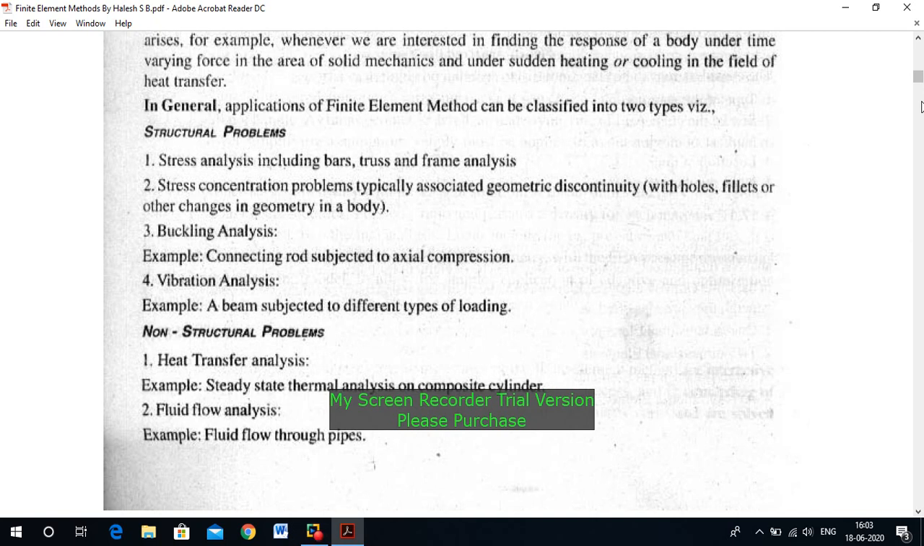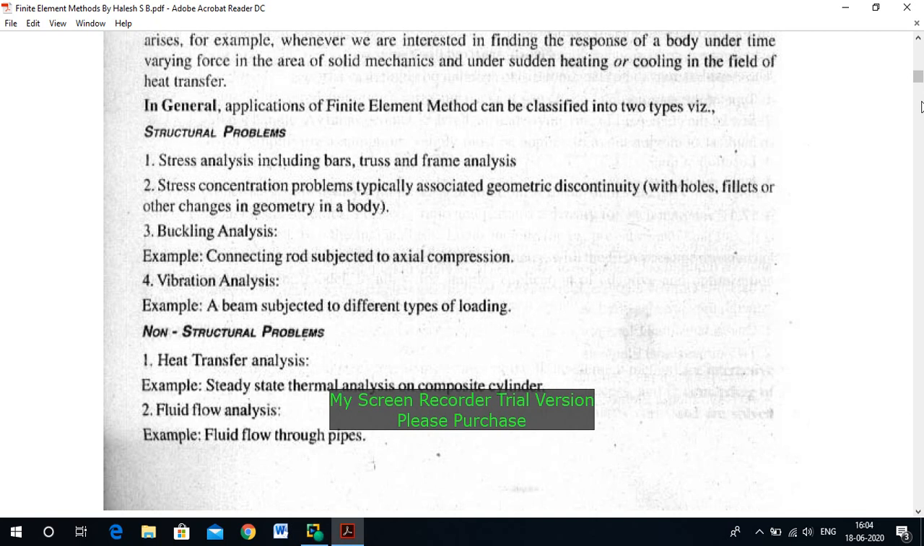when it is subjected to tensile or compression load, wherever there are fillets or notches, or around the hole, maximum stress will be developed. We can easily analyze such stresses with the help of the finite element method. The third application under structural problems is buckling analysis. Buckling analysis is, for example, a connecting rod in an IC engine subjected to axial compression.